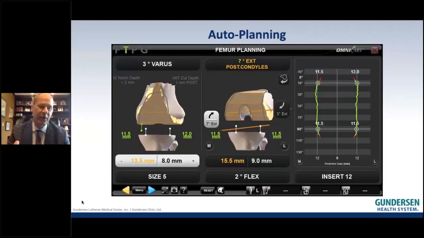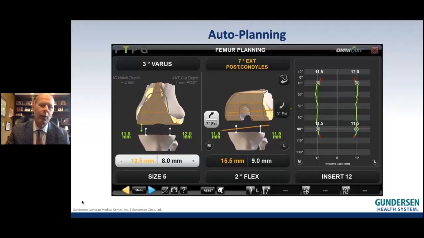So then you would either have to increase your poly thickness or you'd have to upsize your femur. The difference between the femur sizes is 4 millimeters. So if you upsize your femur, then you end up stuffing the flexion gap and you're chasing your tail. So the ability to flex the component by whatever you need to do can really help you to fine-tune your balance when you need to.